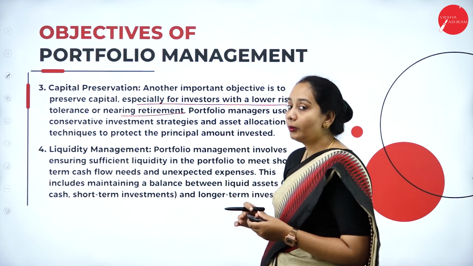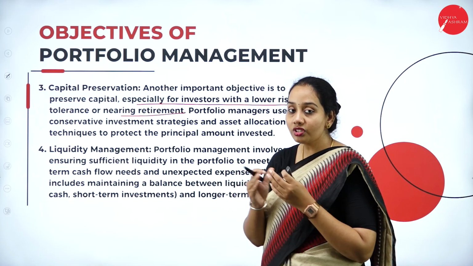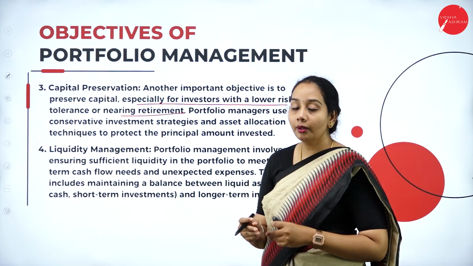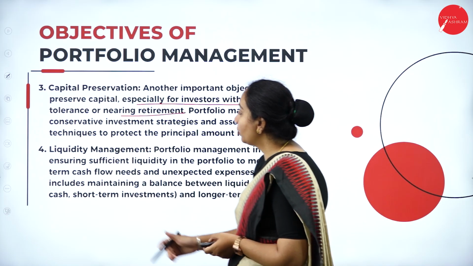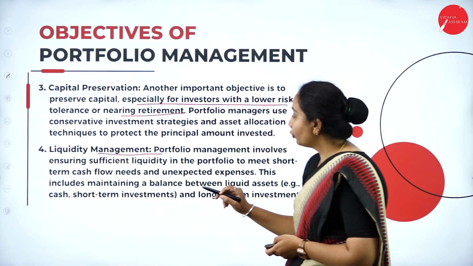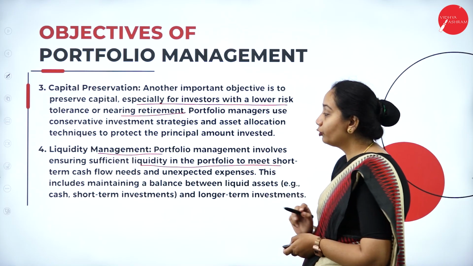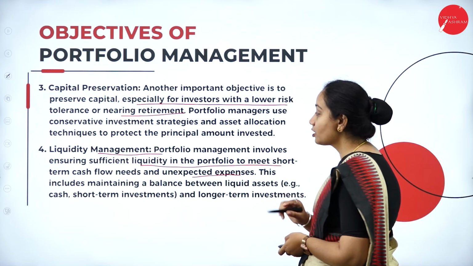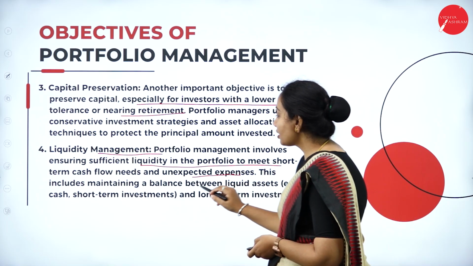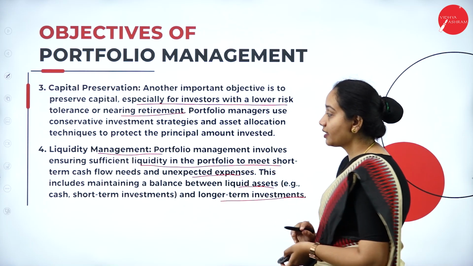So the main objective is what? Capital preservation, to save the capital and to minimize the risks of the investments. So next is about liquidity management. Portfolio management involves ensuring sufficient liquidity in the portfolio to meet short-term cash flow needs and to meet unexpected expenses. This includes maintaining a balance between liquid assets and long-term investments.